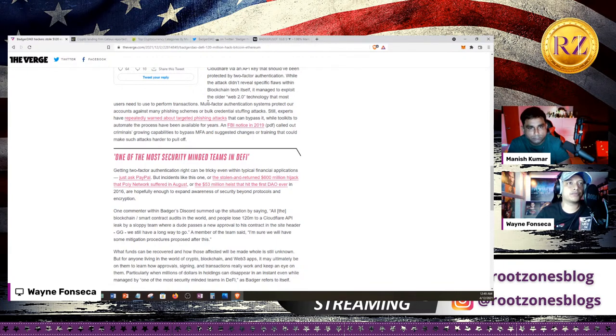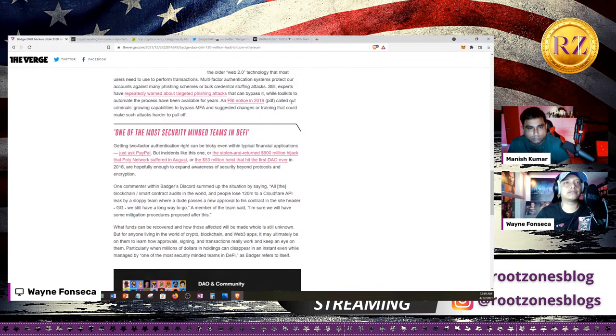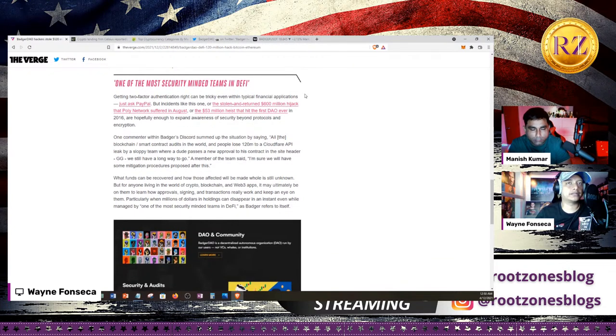Multi-factor authentication systems protect accounts against many phishing schemes or bulk credential stuffing attacks. Still, experts have repeatedly warned about targeted phishing attacks that can bypass it, while toolkits and automated processes have been available for years. An FBI notice in 2019 called out criminals' growing capabilities to bypass MFA and suggested changes and training that could make such attacks harder to pull off. Even for one of the most security-minded teams in DeFi, getting 2FA authentication right can be tricky, even with a typical financial application. Just ask PayPal.